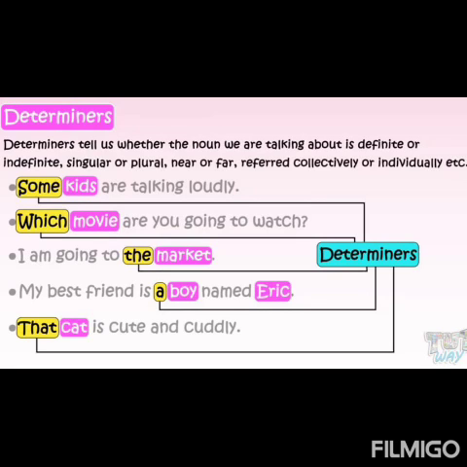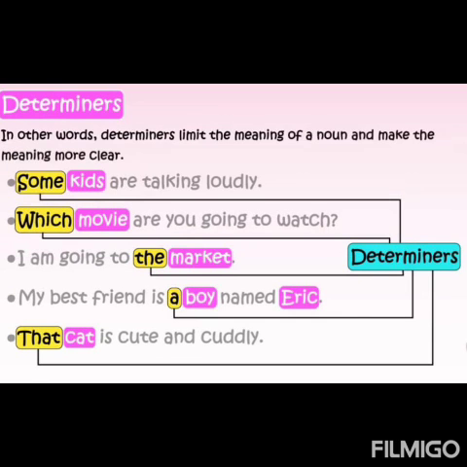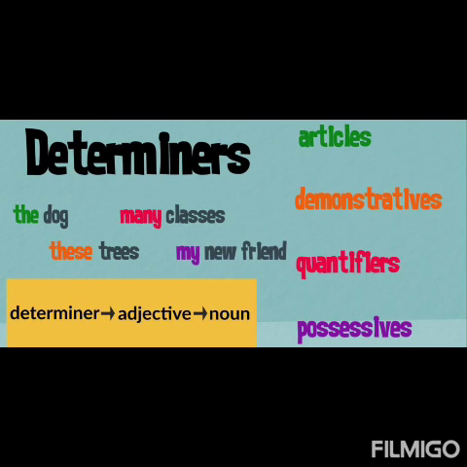So, determiners tell us whether the noun we are talking about is definite or indefinite, singular or plural, near or far, referred collectively or individually. In other words, determiners limit the meaning of a noun and make the meaning more clear. Determiners can be classified into articles, demonstratives, quantifiers, and possessives.